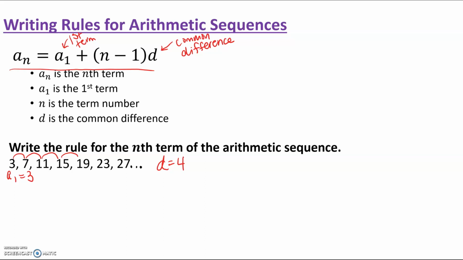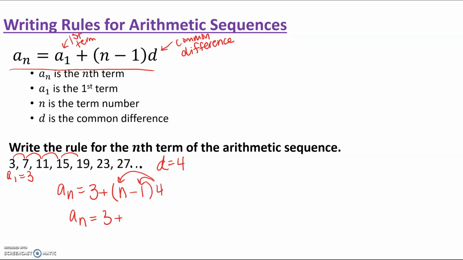So my common difference is going to be 4. When we plug it into that formula that's above, we're going to plug in our 3 for our first term. We're going to leave n in there so that we can find the nth term later. And then we're going to plug in a 4 here on the end. We don't want to forget that when we have a constant on the outside of our parentheses, this is a lot like multiplication. We're going to distribute to get a more condensed version of our rule.